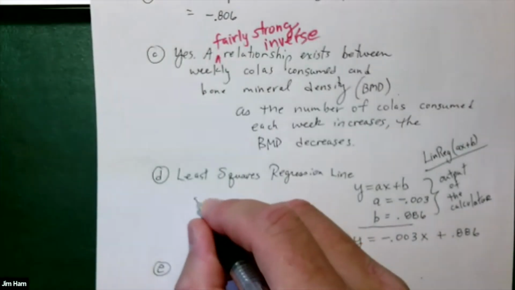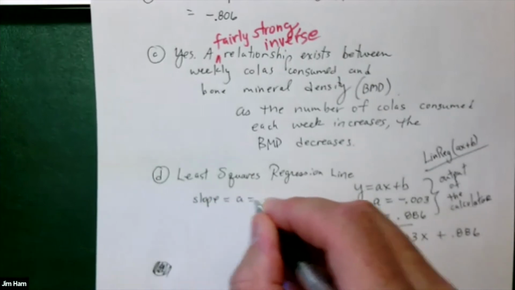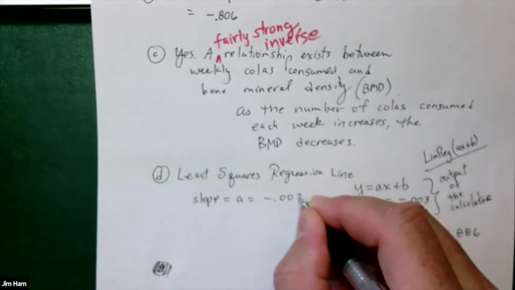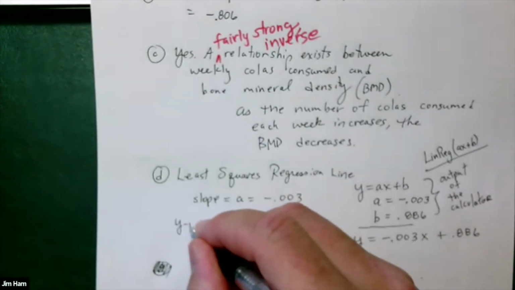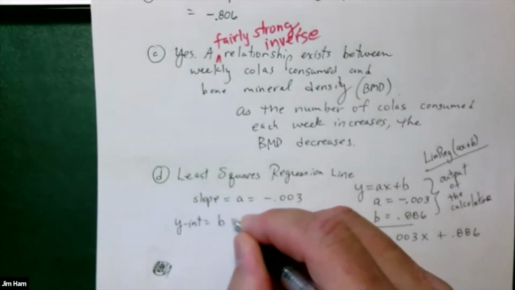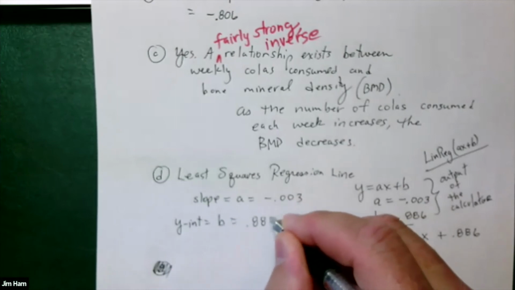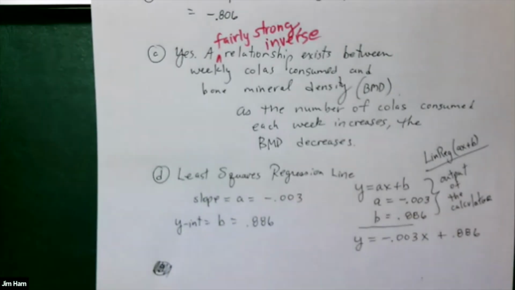All right, so the slope is the A, which is the negative 0.003. And the y-intercept, that's the B, that's the 0.886. You'll always be asked to interpret the slope. What is the meaning of the slope?